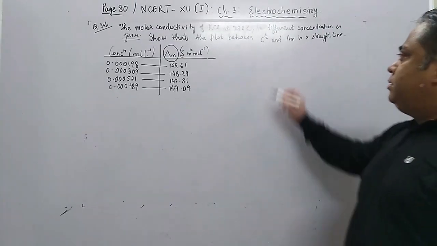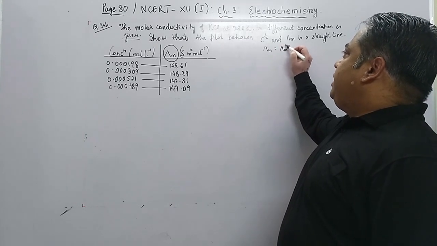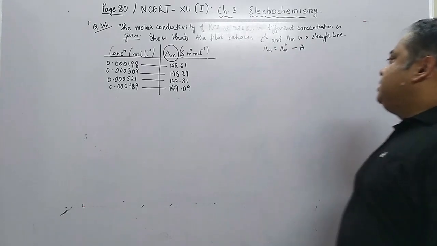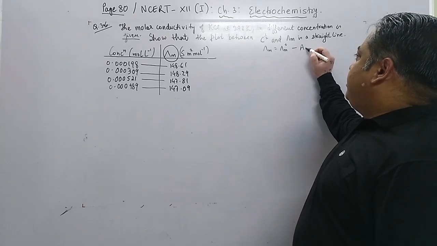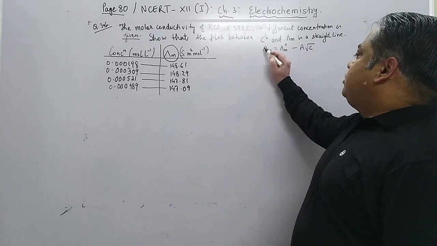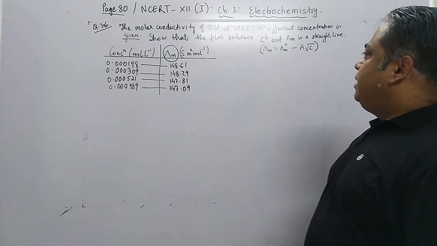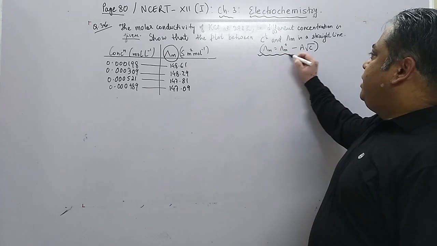Because we know that molar conductivity is equal to molar conductivity at infinite dilution minus A, where A is the constant which depends upon the nature of the electrolyte, multiplied by root C. So actually they are trying to ask whether the given data obeys this equation or not.